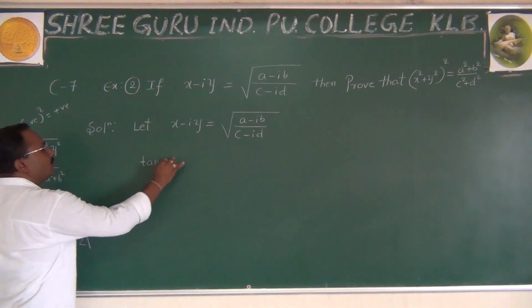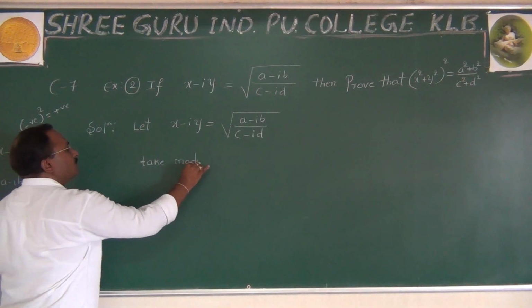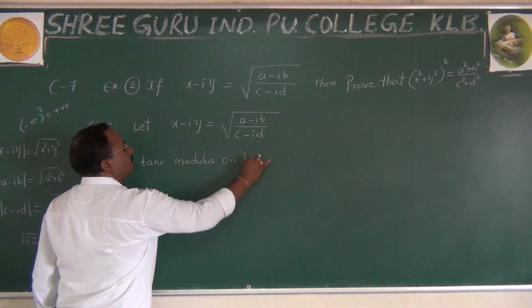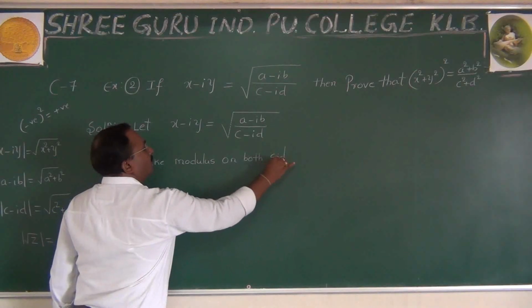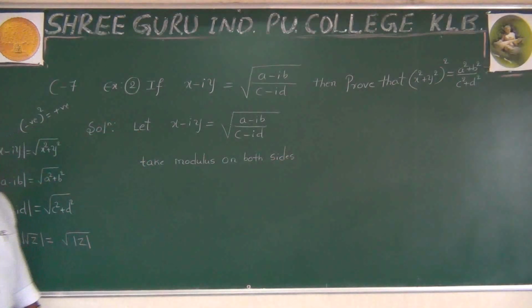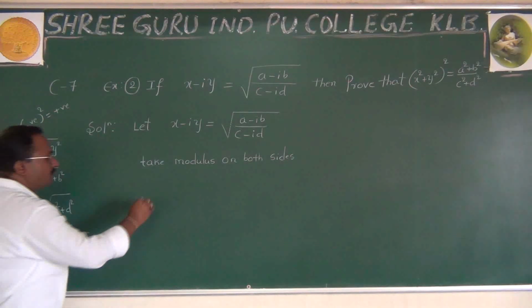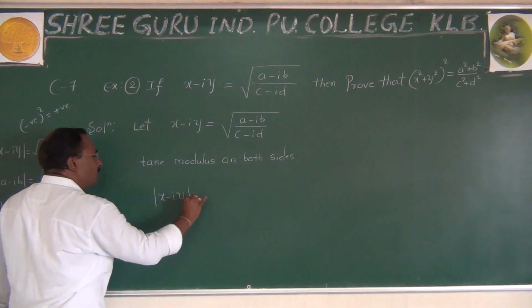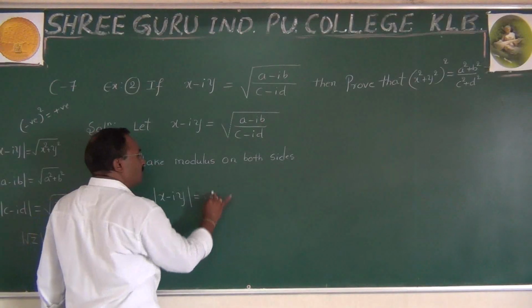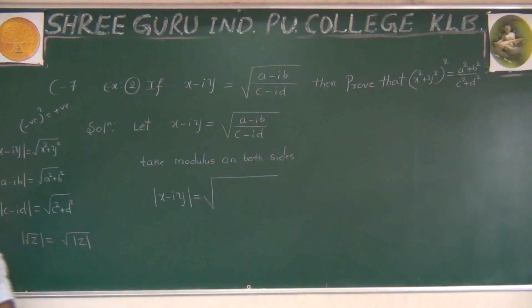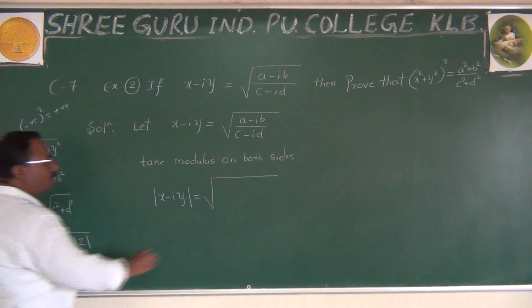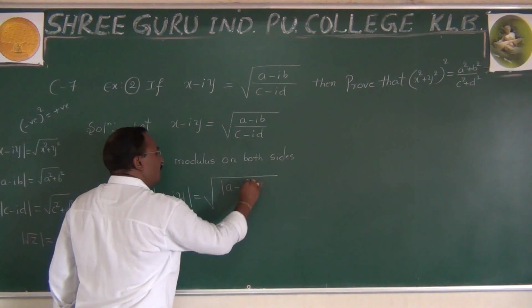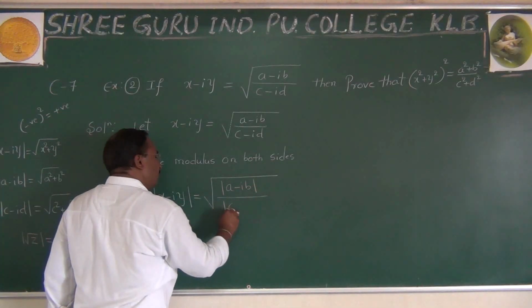Take modulus on both sides. That is, the modulus of x minus iy is equal to the square root of the modulus of a minus ib divided by the modulus of c minus id.